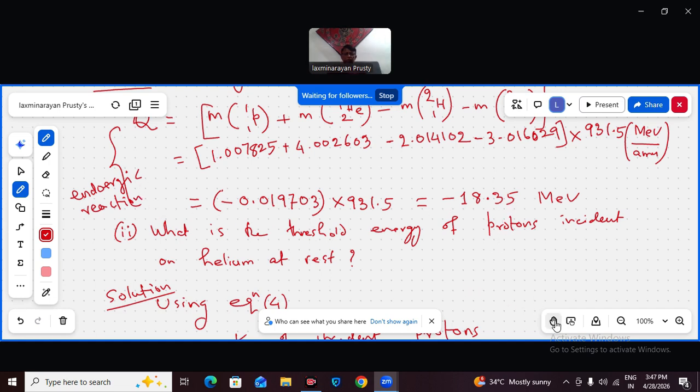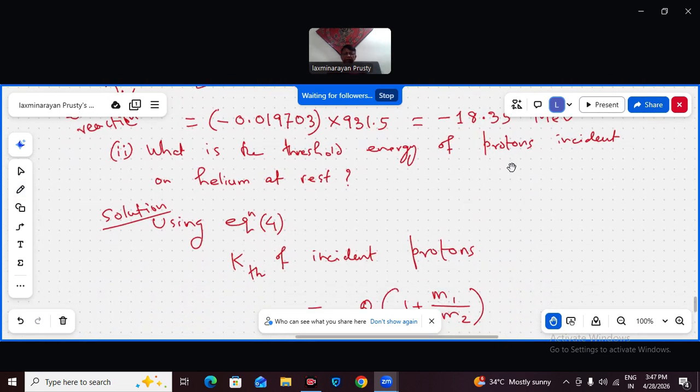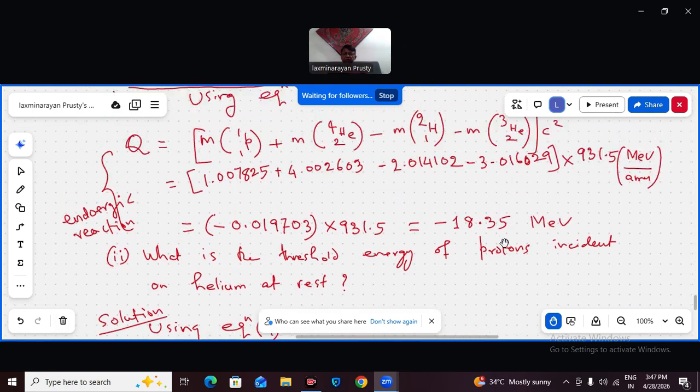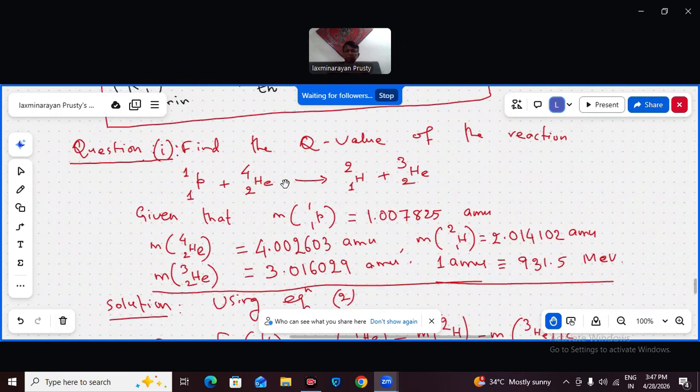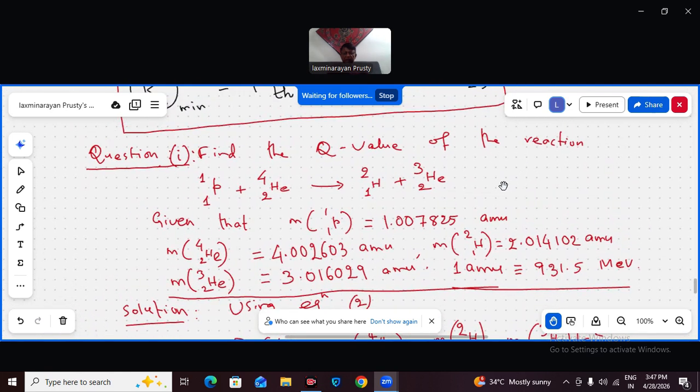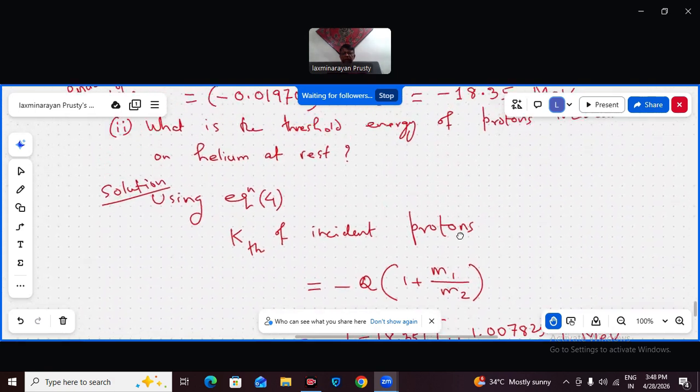Okay, what is the threshold kinetic energy of protons incident on the helium at rest? This is M2, this is M1. It's an endoergic reaction, we found that it is an endoergic reaction. So what is the threshold kinetic energy of the striking protons on the static helium? That's what I'm asking.